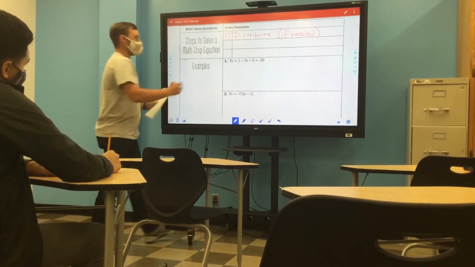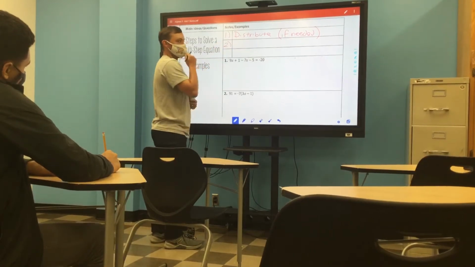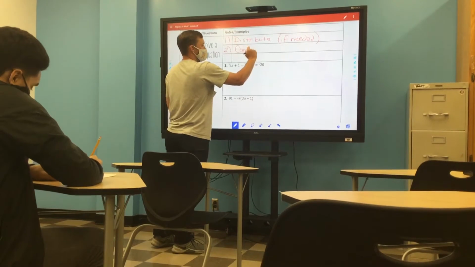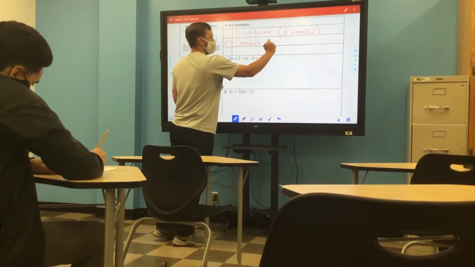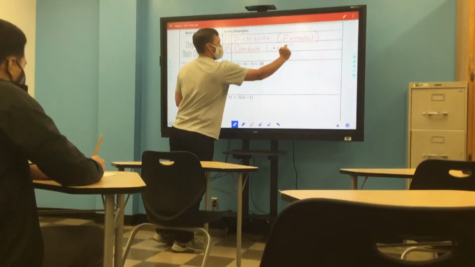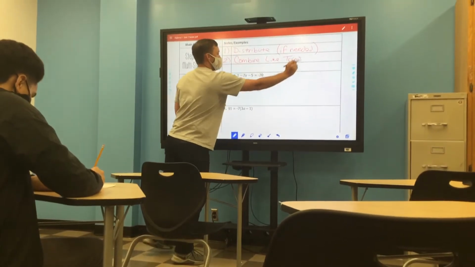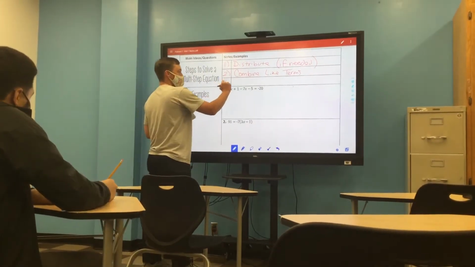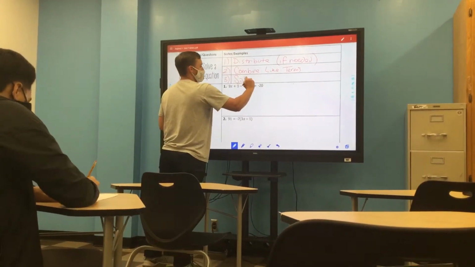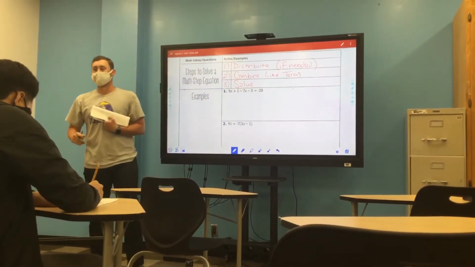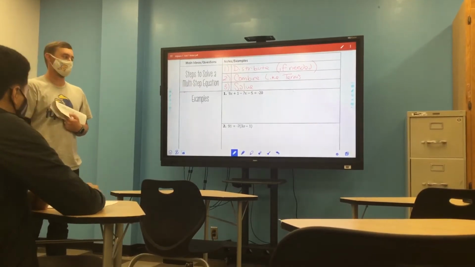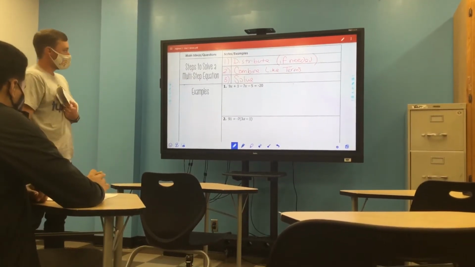Number 2, something that we worked on earlier in the week, we want to combine like terms. And then 3, we're going to solve. And that's where we see something like yesterday, a 1 or 2 step equation, and we're isolating for our variable. Okay, that would be what that is.